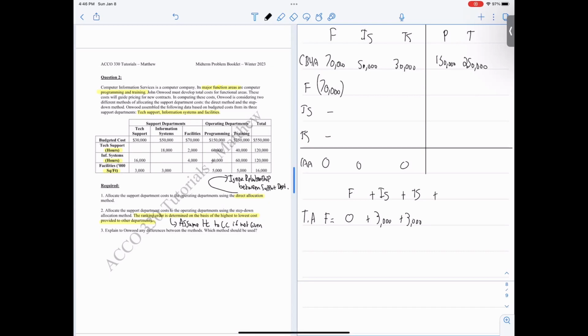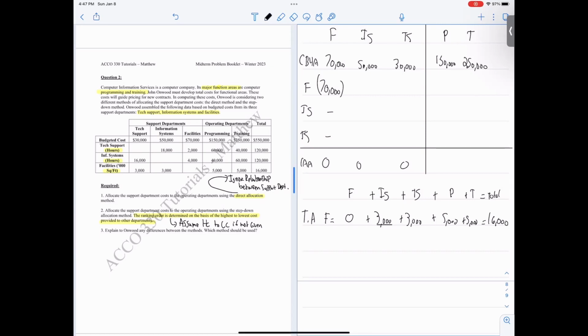Then how much does facilities help programming? Will they provide them 5,000 square feet? And then training, 5,000 square feet. That gives us a total allocation of 16,000 square feet. So guys, let's go build our proportions.